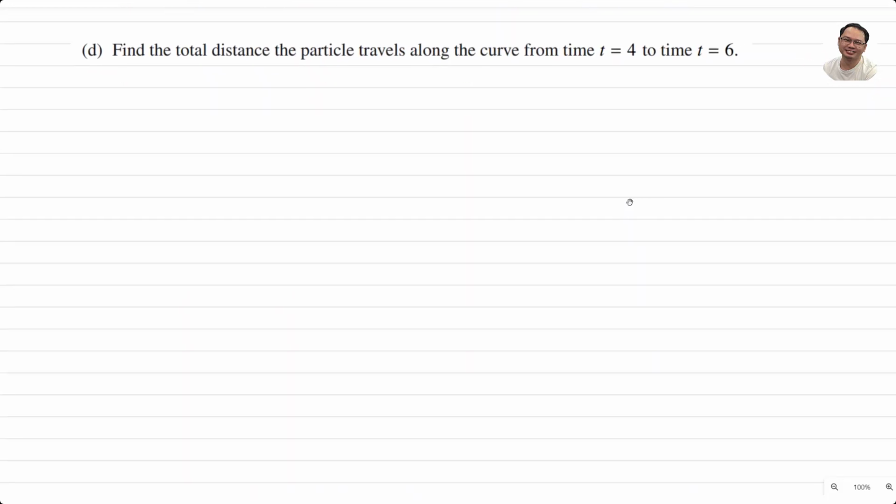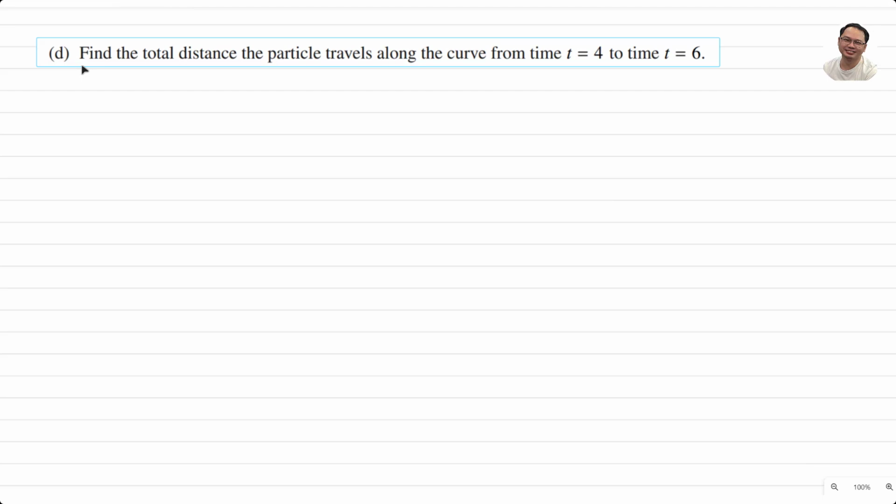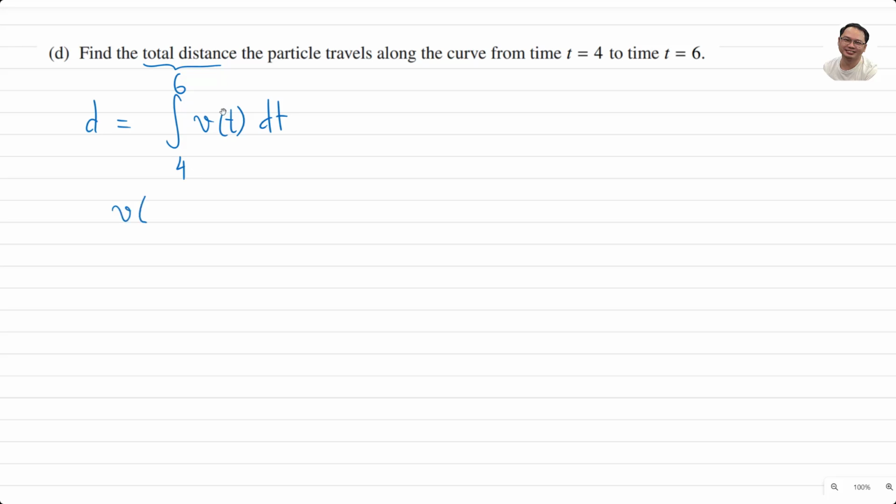And the last one, question D. Find the total distance the particle travels along the curve from time 4 seconds to time 6 seconds. That total distance d will be the integral of the function for the speed, with the time infinitesimal dt, from 4 to 6 seconds. And this v(t) is a function of time, which is the x vector plus the y vector. The two components vx and vy, we need to square them using the Pythagorean theorem.